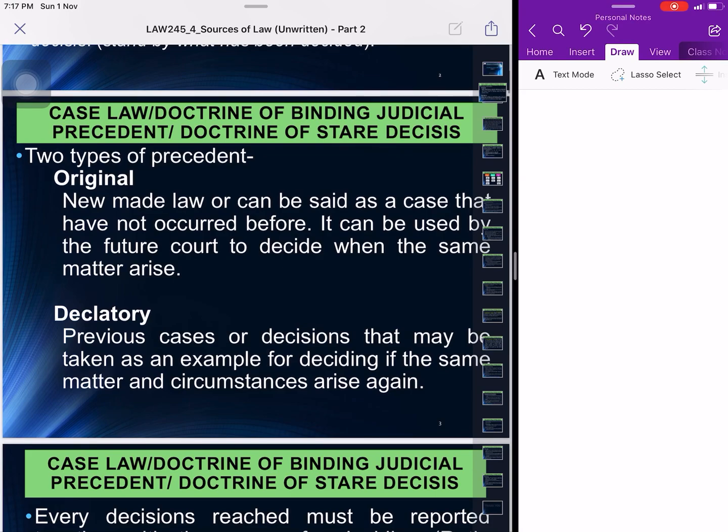There are two types: the first one, original, the second one, declaratory. So original means a newly made law, or can be said as a case that has not occurred before. So it can be used.